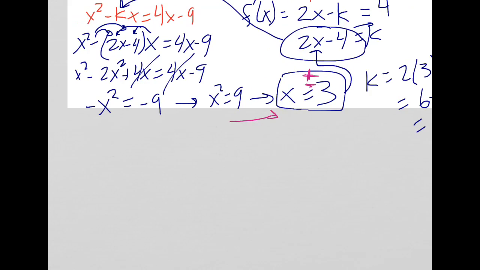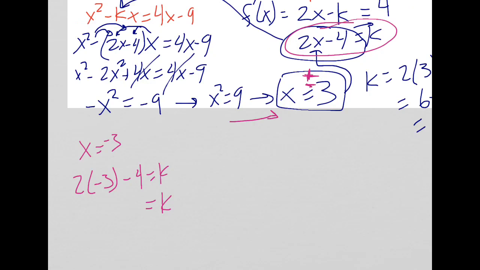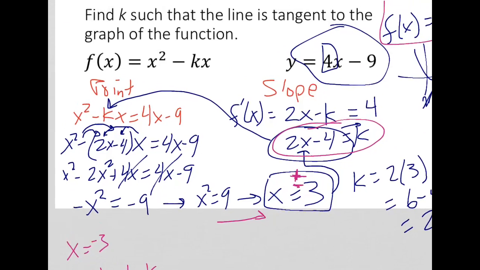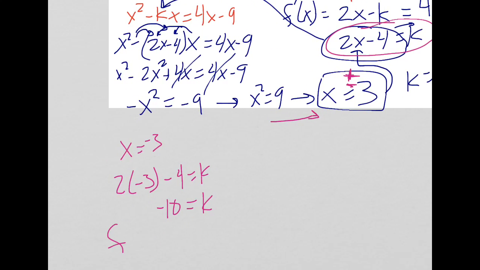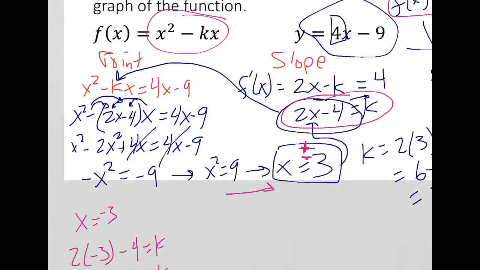Okay, well, again, what do we do? We're going to plug it in to k right there. So now x is negative 3. Plug it in, we get 2 times negative 3 minus 4 equals k. And so we get k equals negative 10. So then when we plug that into our function, we're going to get f of x equals x squared plus 10x, because k is negative 10 and it's minus kx.